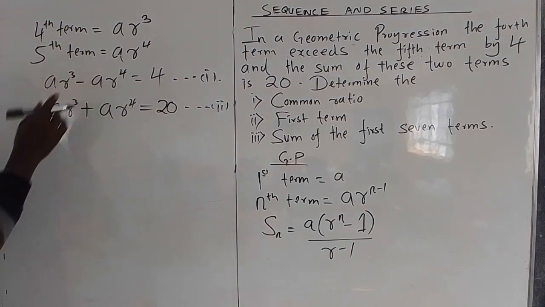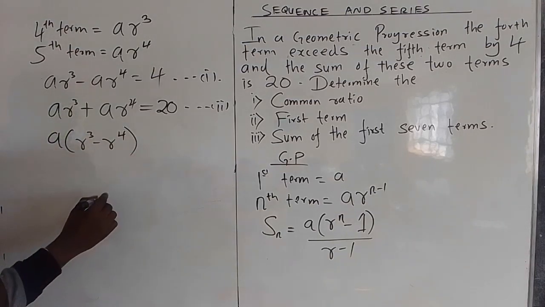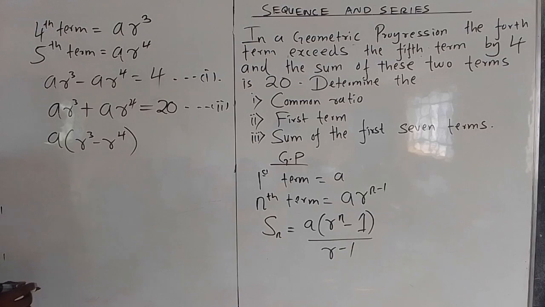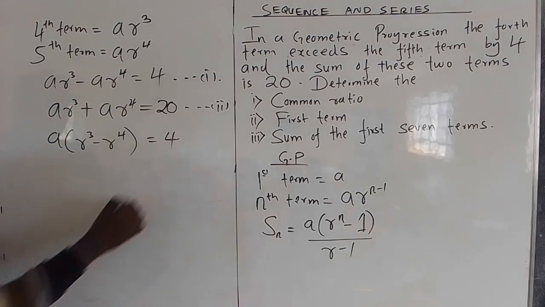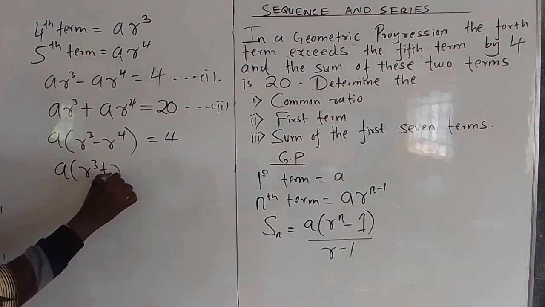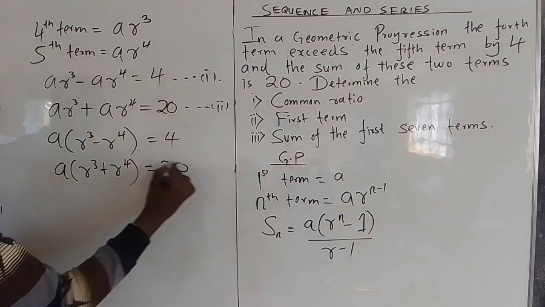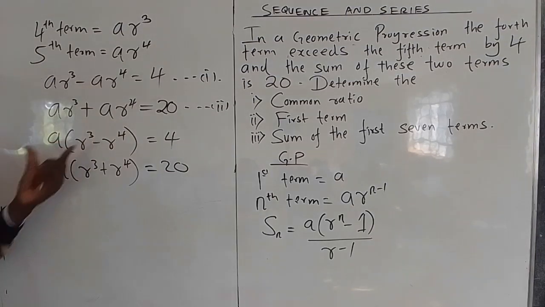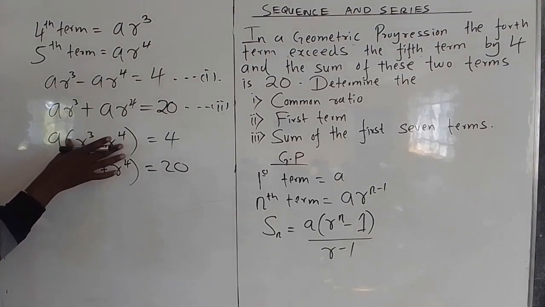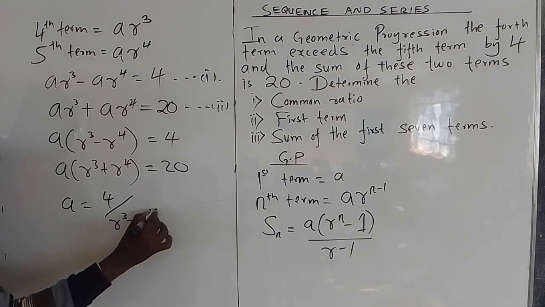So here, A is a common factor. So we have A into R cubed minus R raised to power 4. Are you seeing that? Yes. Then here we have A into R cubed plus R raised to power 4, because A is a common factor here. I can see that is the easiest way to do it, substitution, isn't it? It's supposed to be 20. So if you make A the subject of the formula here, what will you have? You will divide both sides by this. Are we together? Yes. You will get A to be 4 over R cubed minus R to power 4.